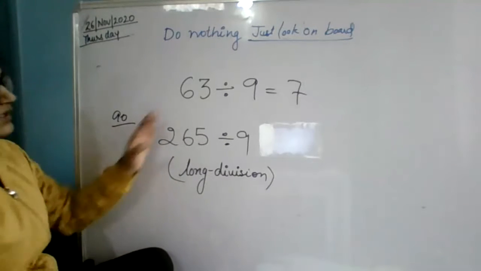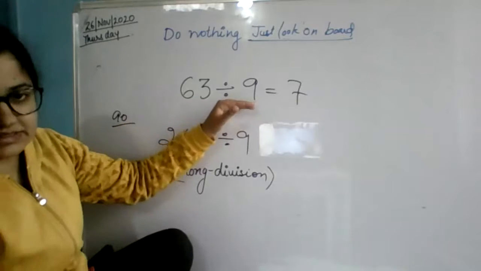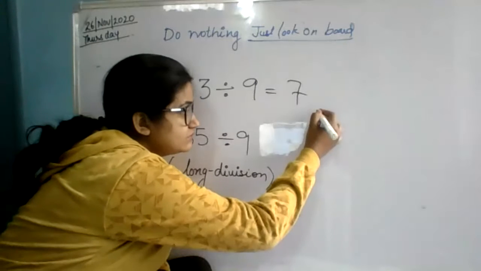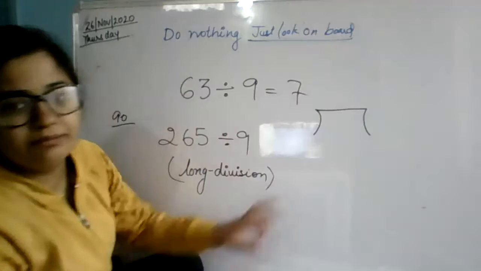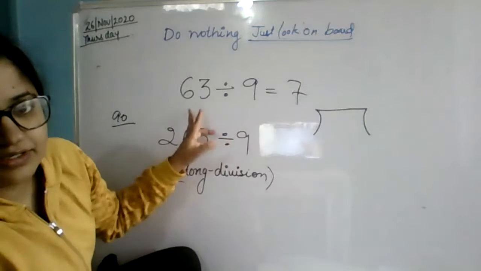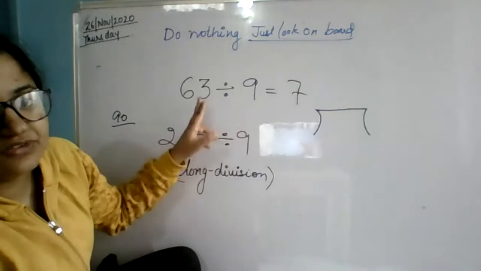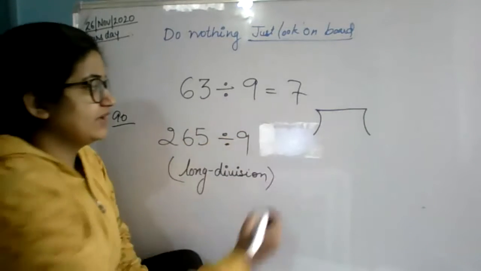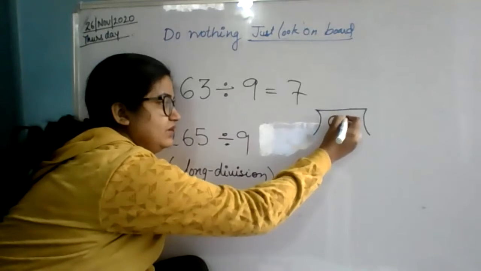What is the long division method? For example, I want to tell you, the long division method is like this. We make a sign like this. 63 divided by 9 is yours. This 63 will come here inside this sign.